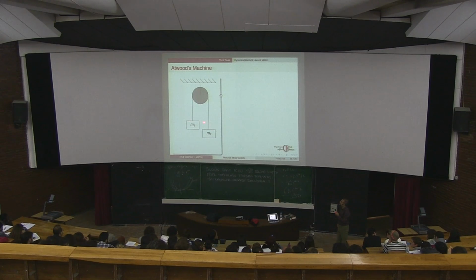So in that case, the string is also, we will assume, massless. So the tension along the string is always constant, which means that if you cut the string at this point, or if you imagine that this point, the upper part of the string is pulling this mass upwards with a force whose magnitude is equal to the tension of the string.